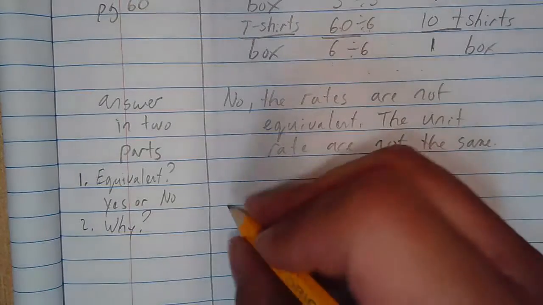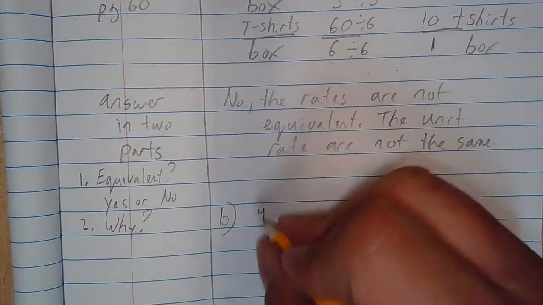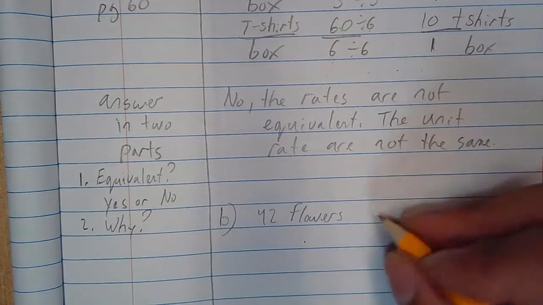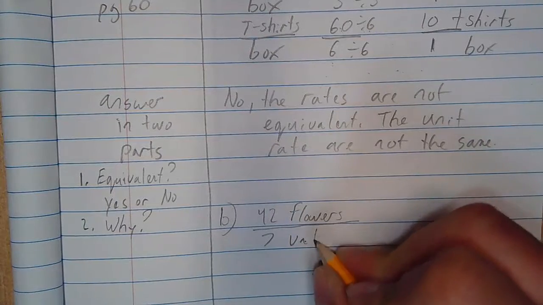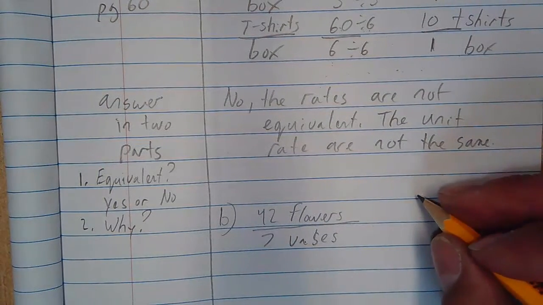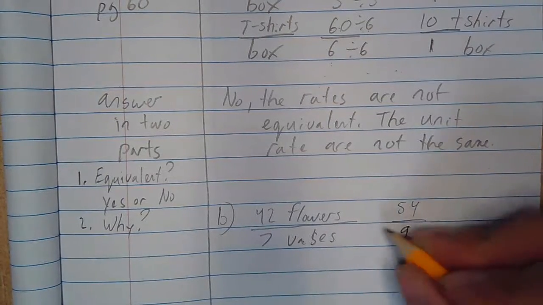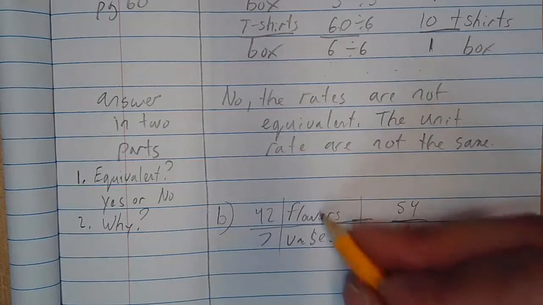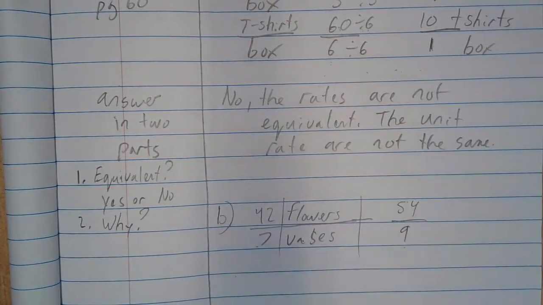Letter B. 42 flowers. 7 vases. Okay, I'm going to do something a little differently here. I know I probably shouldn't have done this, but since I wrote it like this, let's go with it. 54 flowers and 9 vases. Ooh, I like that. Look at that. Kind of neat, isn't it? Flowers to vases, 54 to 9, 42 to 7. All right, there's our rates.